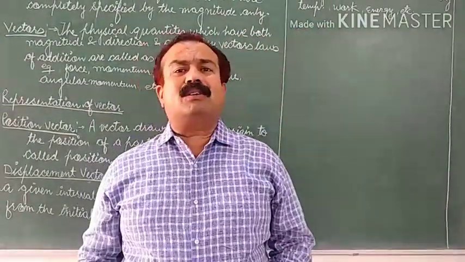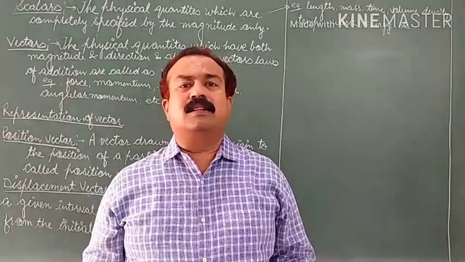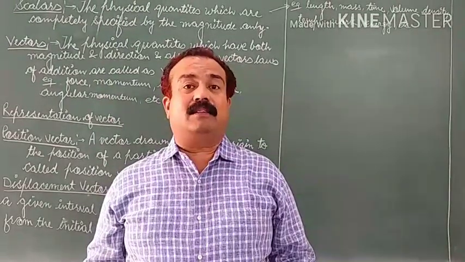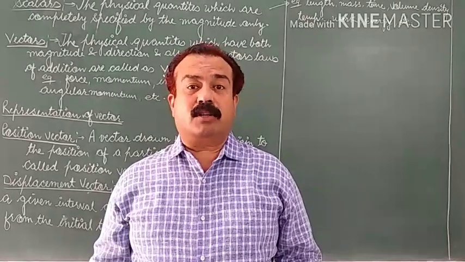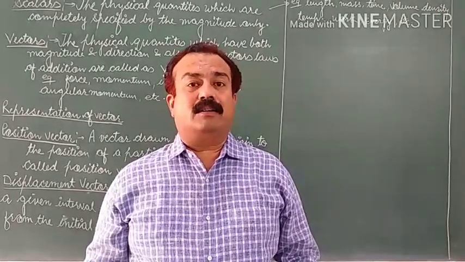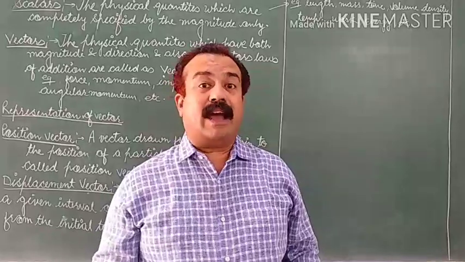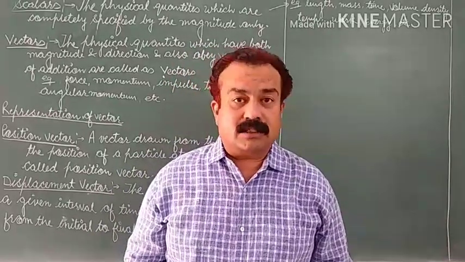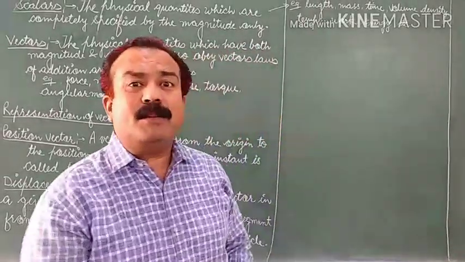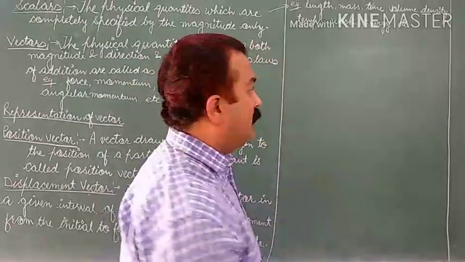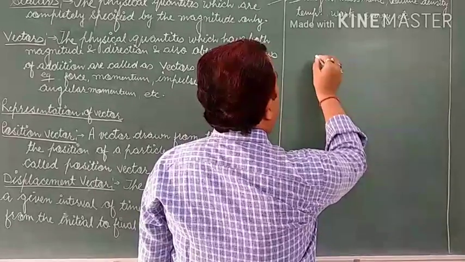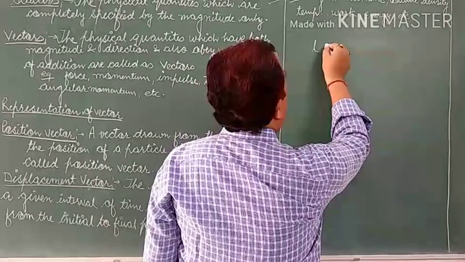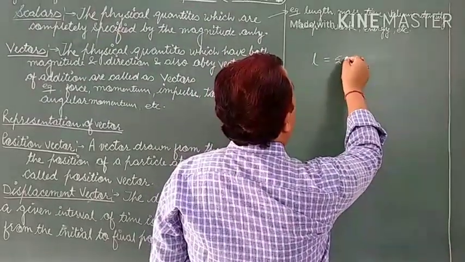When you are not considering the vector laws of addition, then we cannot say completely whether this quantity is a vector or not. So it is very, very important to know that a vector has to obey the laws of vector addition. Try to understand what I am going to tell you. If I am telling you that a length L is equal to 5 meter.